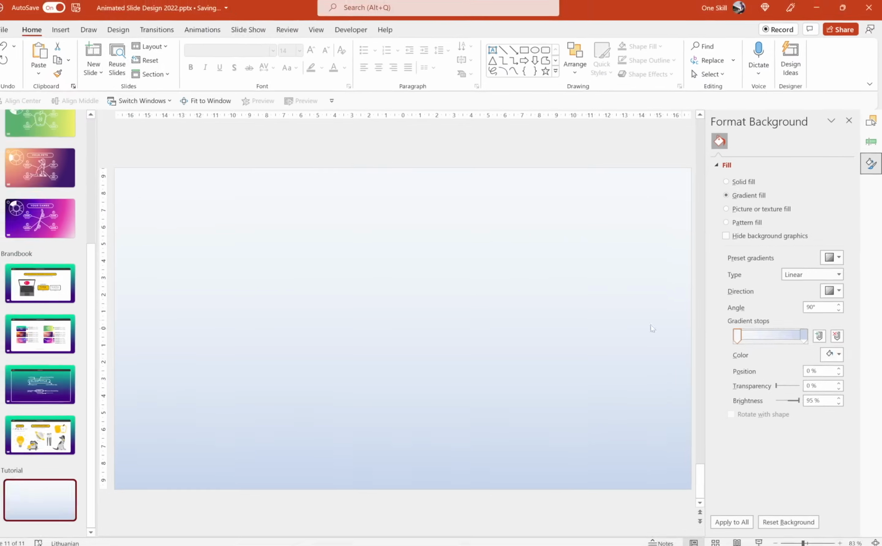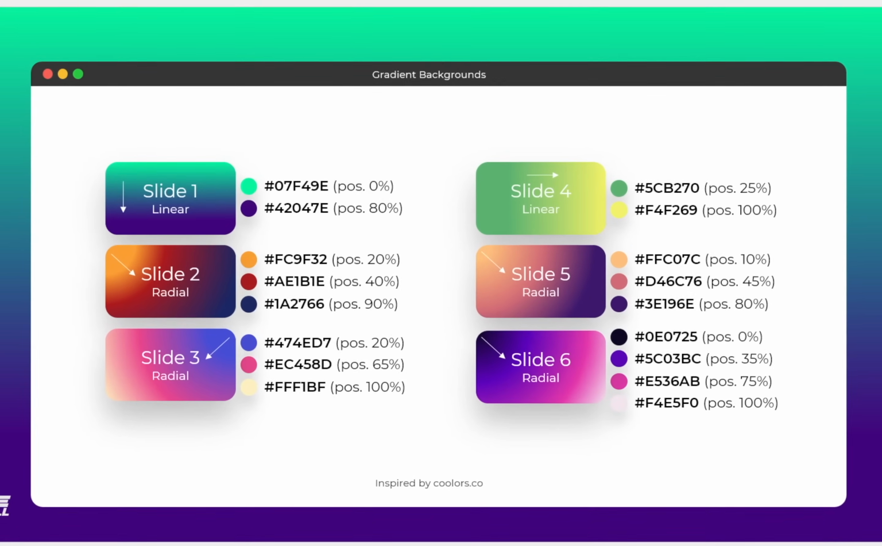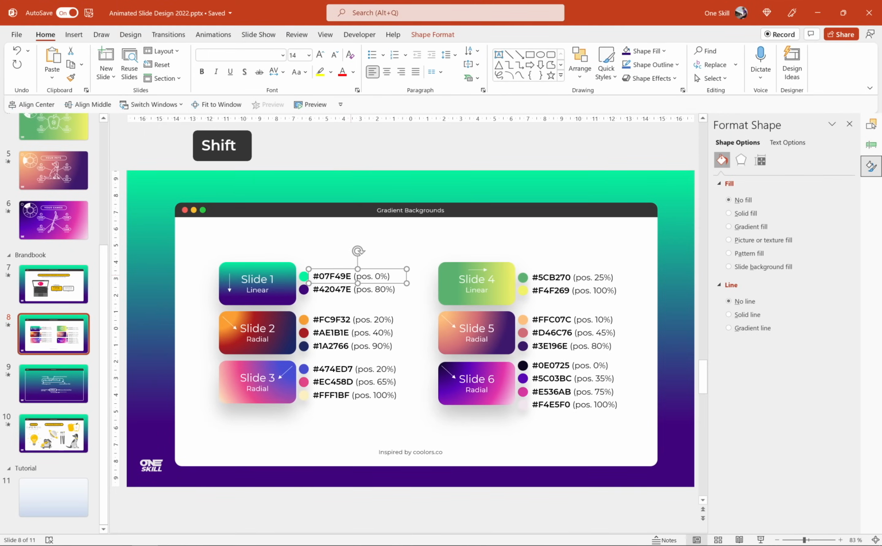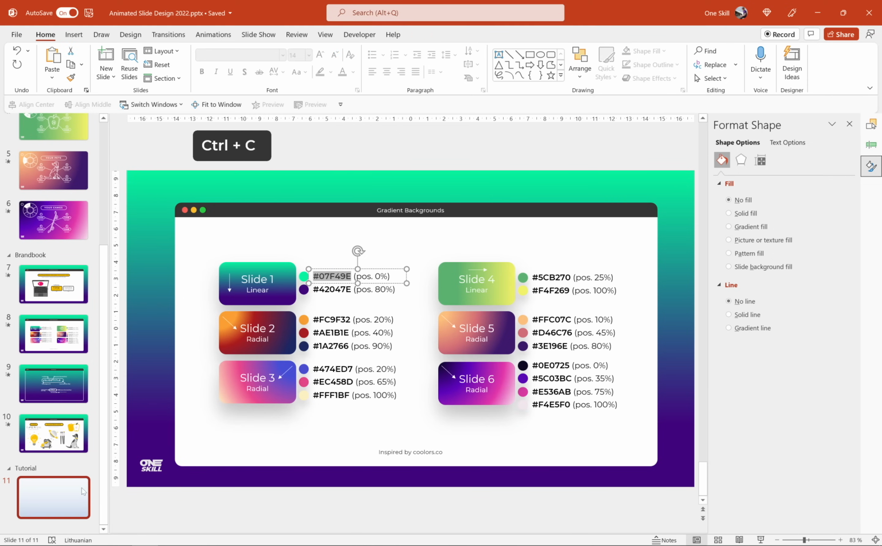And now let's go to our little brand book and let's find the hex value of this first color. Here it is. We can just hold down the shift key and make sure that we select this hex code and hit Ctrl+C to copy. Let's get back to our slide.